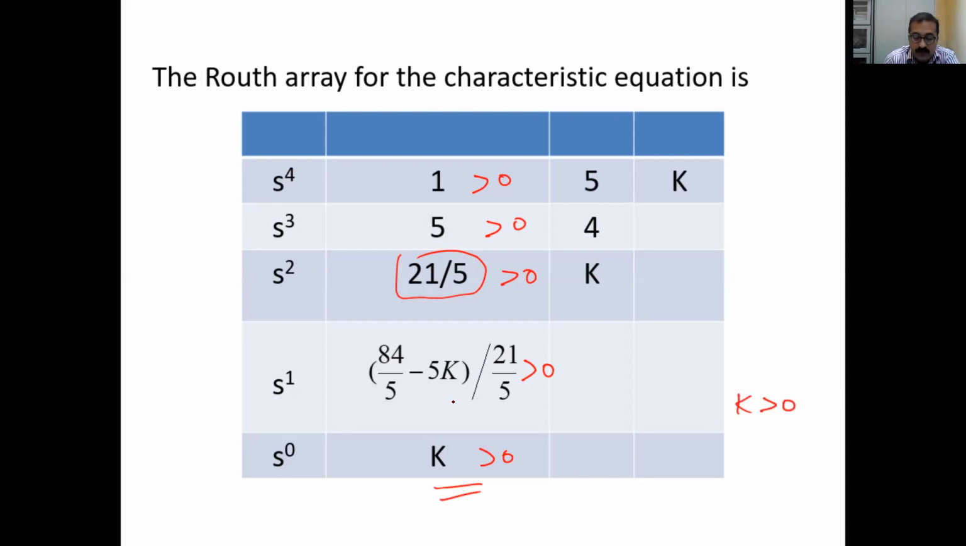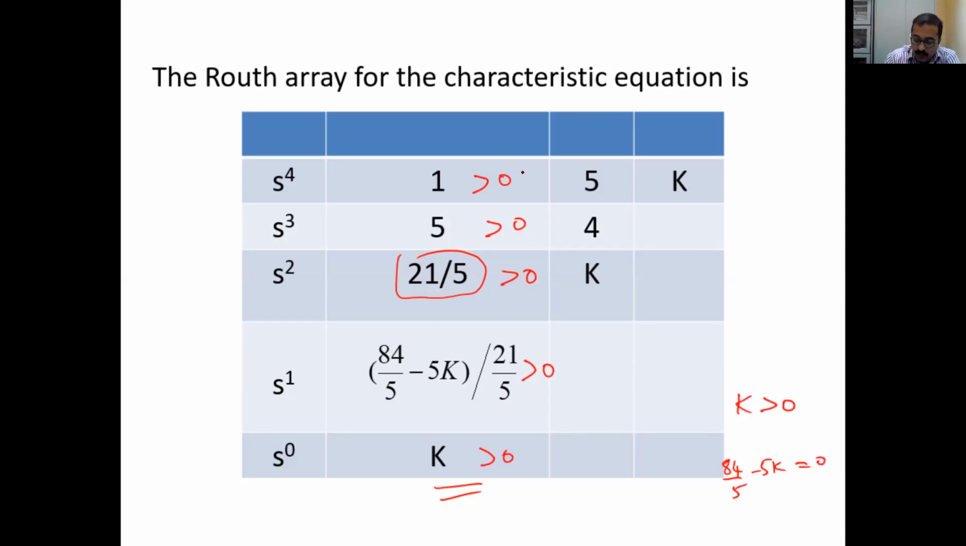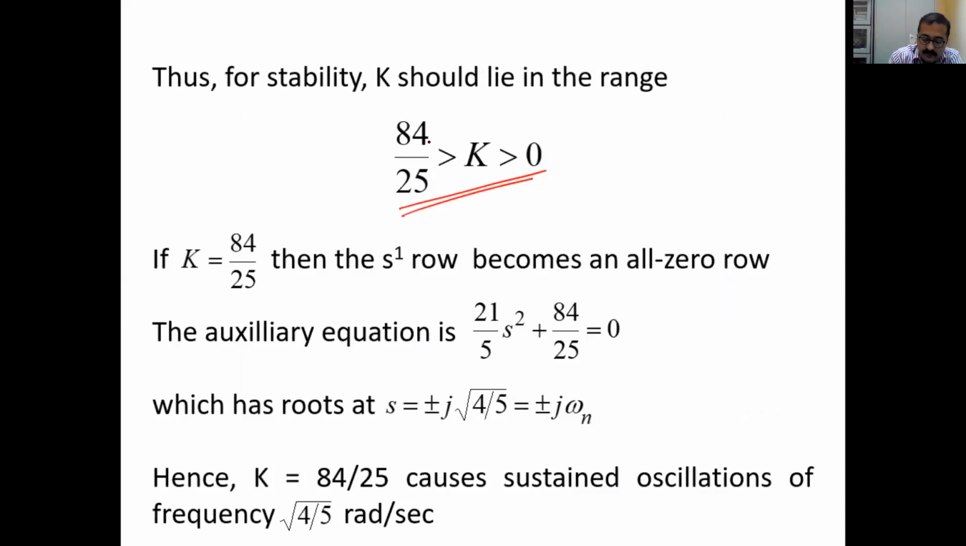So from here we will get one condition, K should be greater than 0. And from here you can find the limiting value. Okay. So 84 by 5 minus 5K equal to 0, from which K will be equal to 84 by 25. Right? So for stability, K should be in the range between 0 and 84 by 25.